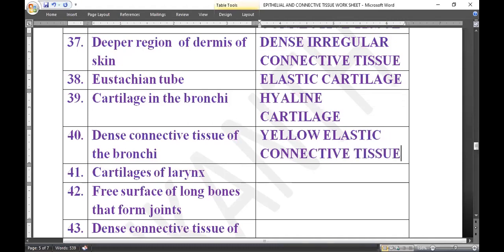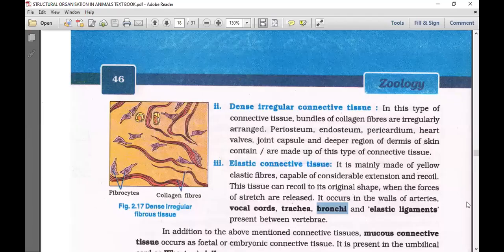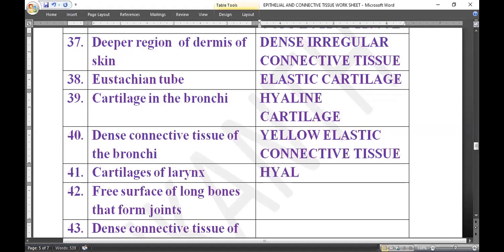Next, cartilages of larynx. Which kind of cartilage can be seen over there? Hyaline cartilage. Are you sure? Yes, sir. Very good. Yes, hyaline cartilage, cartilages of larynx.